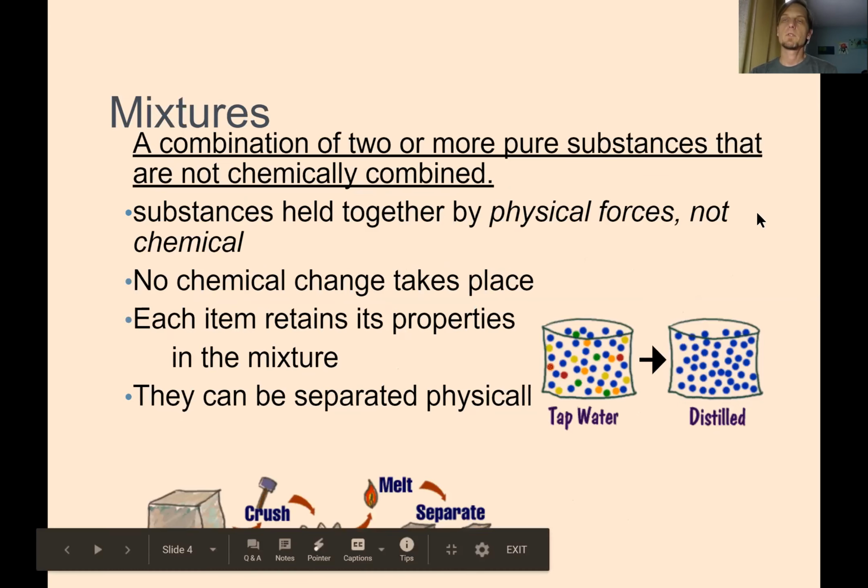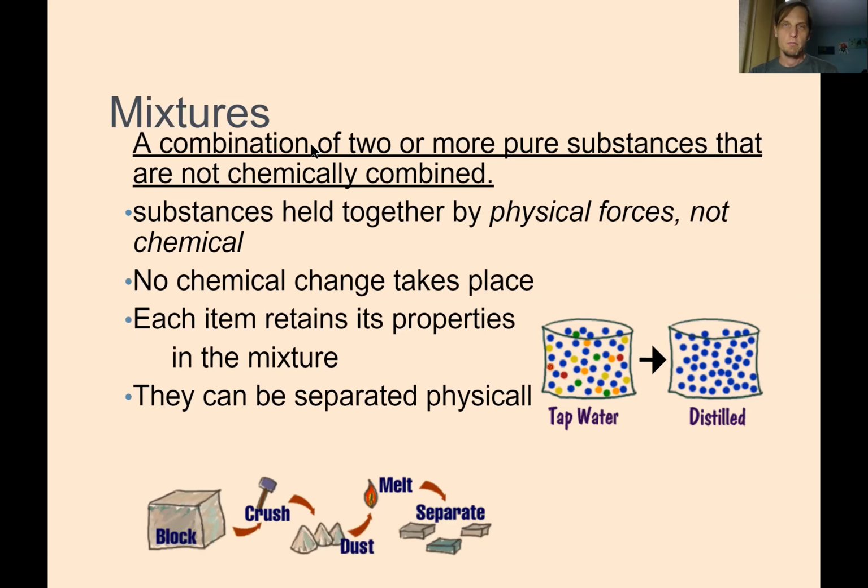Mixtures, all right? Let's get on to these. We've just talked about 2 kinds of substances. What were they? Elements and compounds. Elements and compounds are pure substances. What if you have 2 compounds that come together and get mixed up? What if you have an element and a compound that don't bond, but they're together somewhere? Then that's called a mixture.